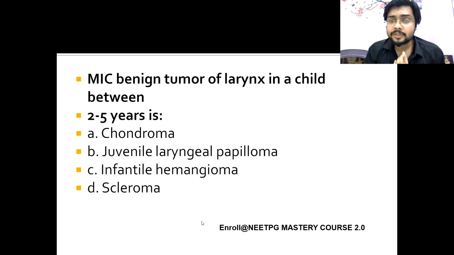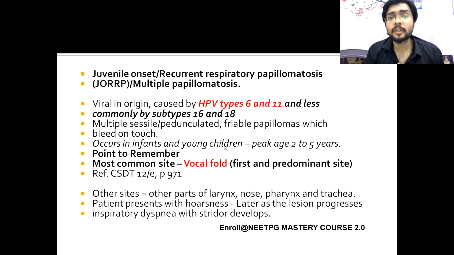Now another question related to it is: most common benign tumor of larynx in a child, age given 2 to 5 years. The answer here is again juvenile laryngeal papilloma. Now you must remember that these squamous papillomas are benign in nature and they are the most common benign tumor of the larynx, and that is why we are talking about it today. Juvenile onset recurrent respiratory papillomatosis.